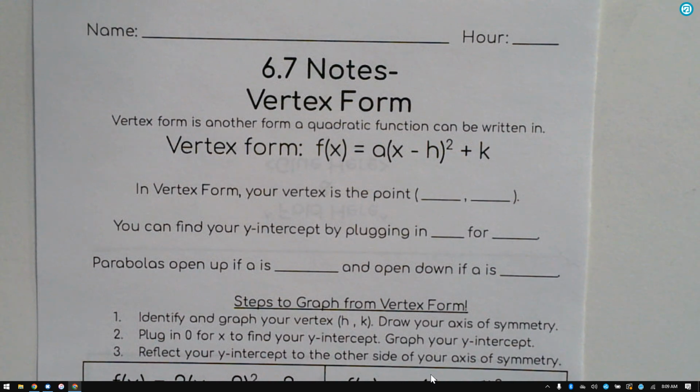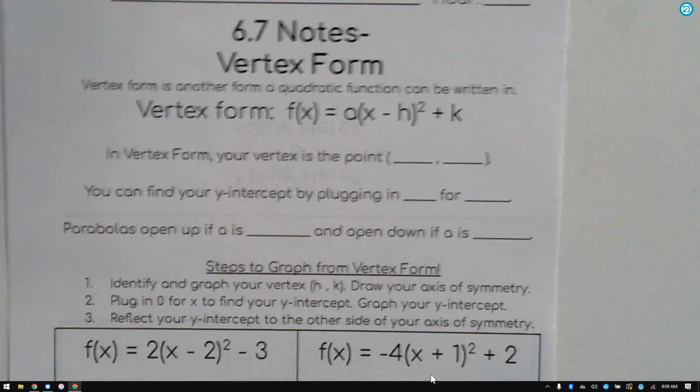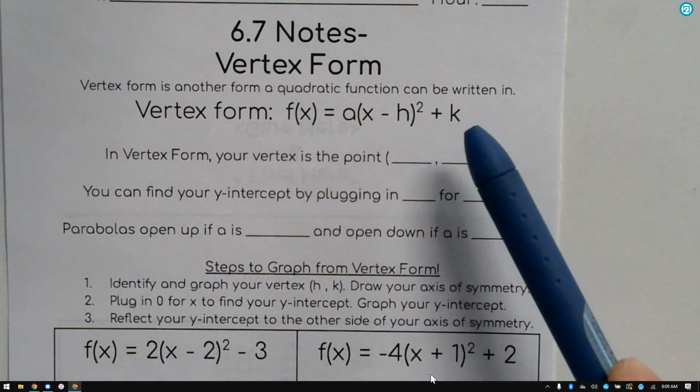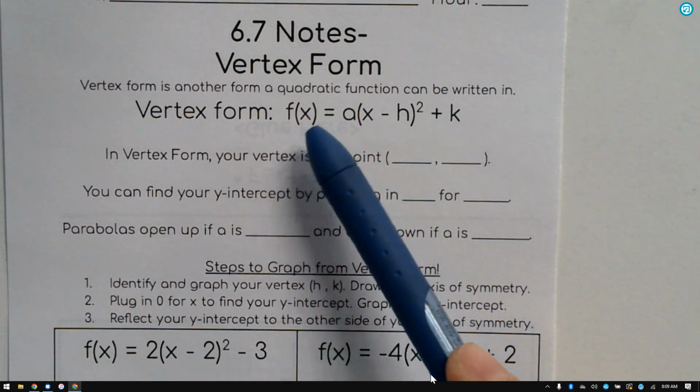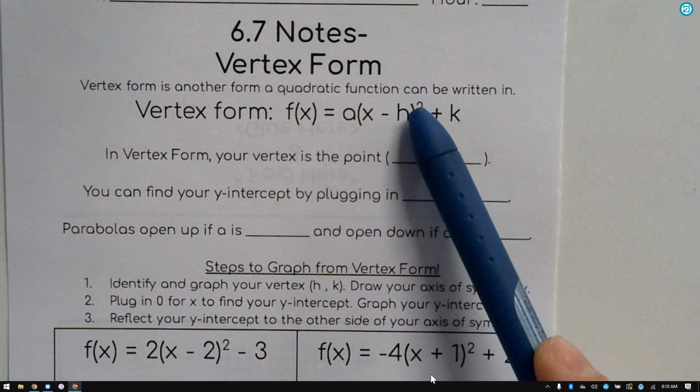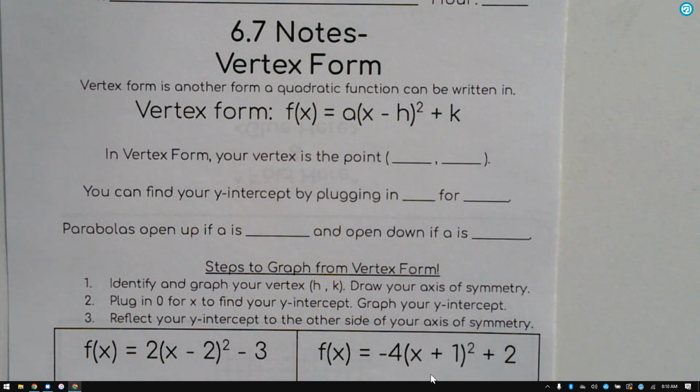Okay, so like I said, vertex form, 6.7, is the one lesson where we are going to be looking at something other than standard form. So vertex form of a quadratic is this. It's just another form that a quadratic function can be written in. It is f of x equals a times x minus h squared plus k.